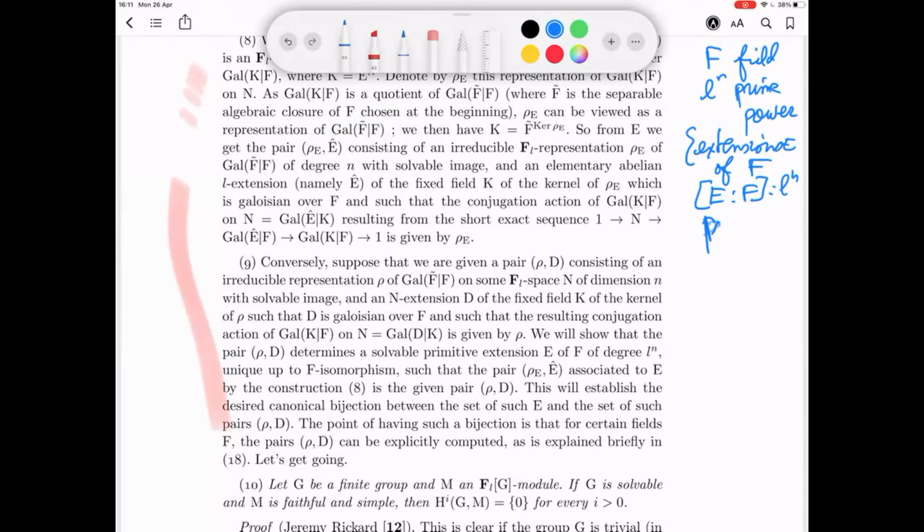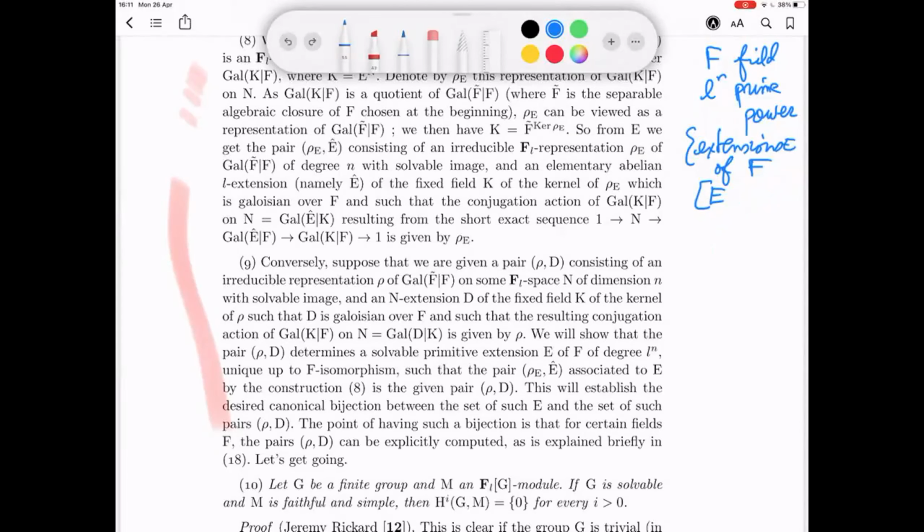Yeah, this is bad. I don't know why it's not working. Yeah, so the two properties it should have are that it should be primitive and solvable. So this is the set we want to parameterize.